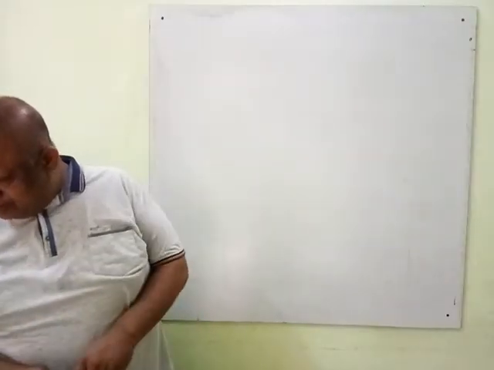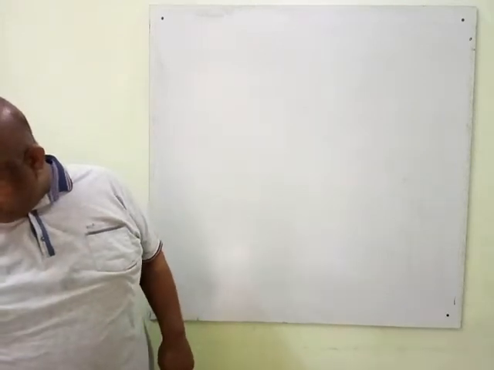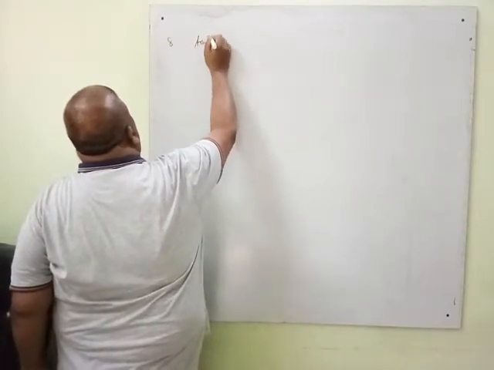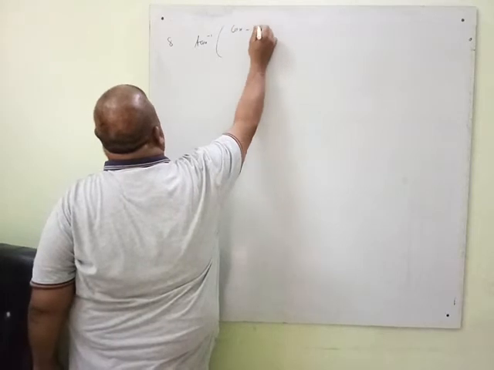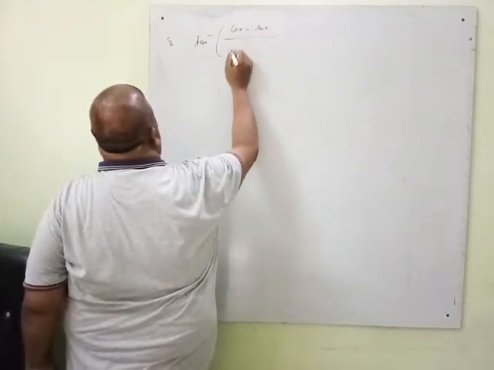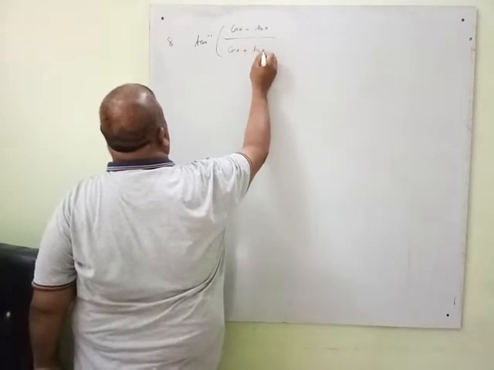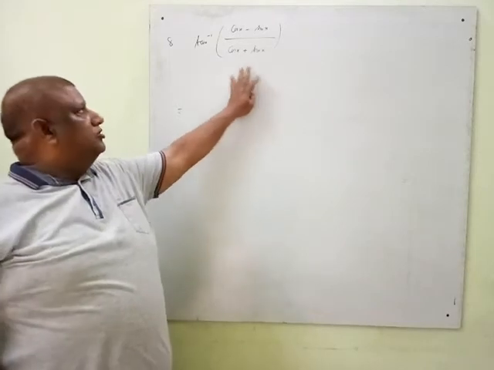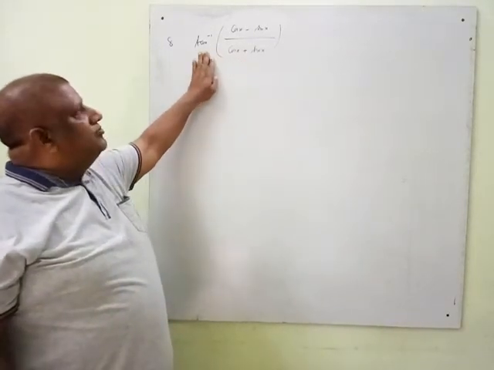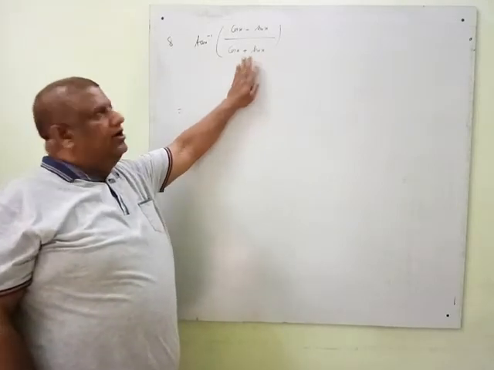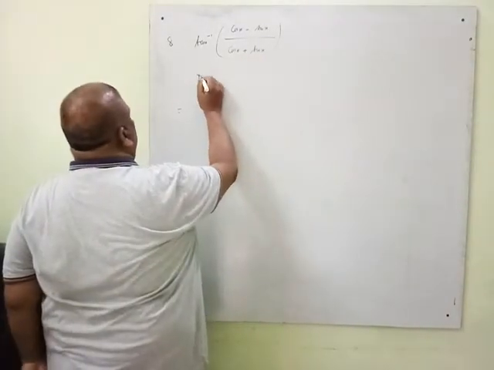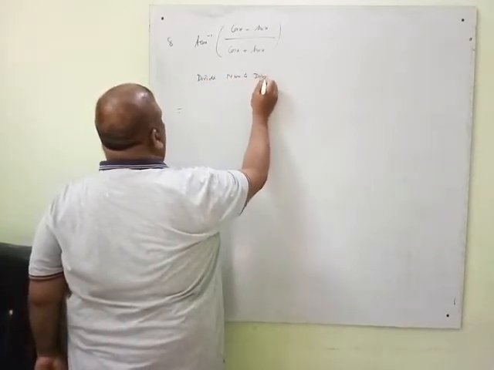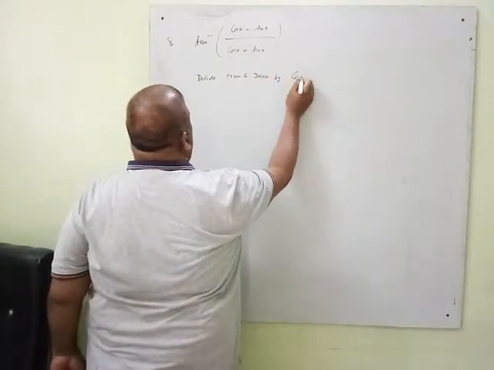Further, now I am taking question number 8. Simplify tan inverse cos x minus sin x upon cos x plus sin x. There is no need to make any substitution. It is a trigonometric function. Here it is tan inverse. We will try to change this in terms of tan. How? Divide numerator and denominator by cos theta.